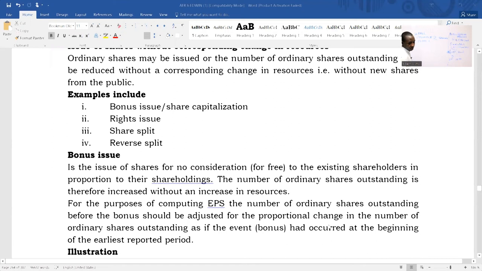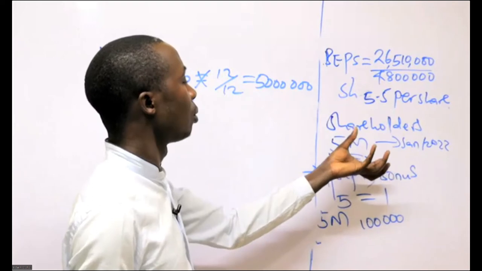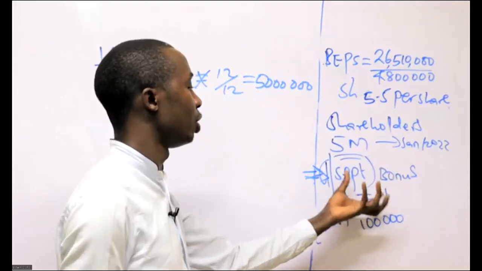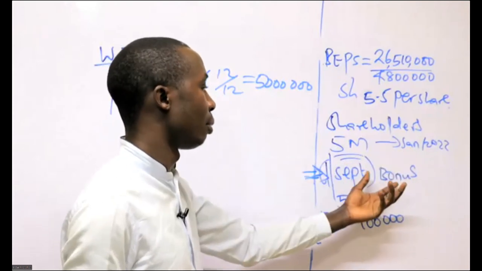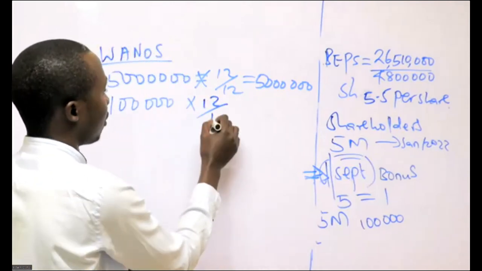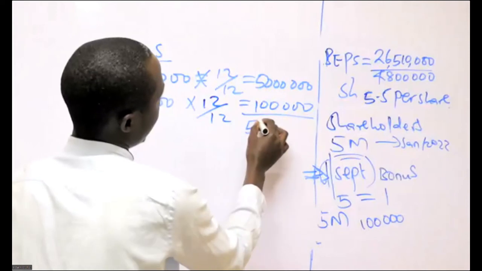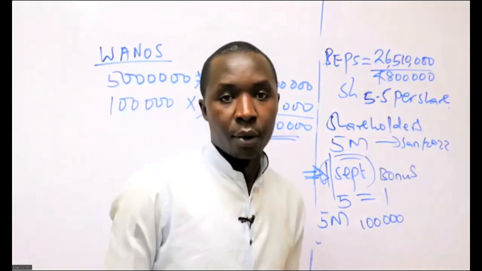So we said that for the purpose of computing EPS, the number of ordinary shares outstanding before the bonus should be adjusted for the proportional change in the number of ordinary shares outstanding, as if the event had occurred at the beginning of the reporting period. Meaning that we don't consider from September, but from the initial period. The shares we based our argument on, when determining the number of shares they issued through bonus, are those shares which the shareholders were holding from the start of the year. Even if they made their bonus in September, this bonus was based on the shares which were there from January. So this one would be 12 over 12, and this one would be 100,000. So you get 5.1. You get your 5.1.